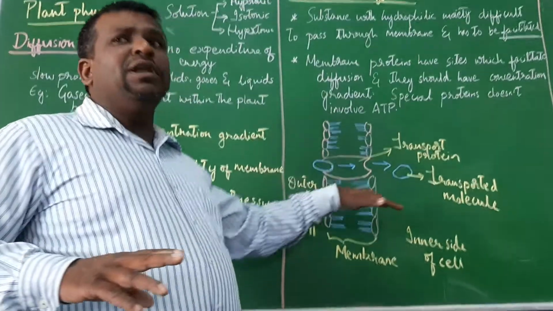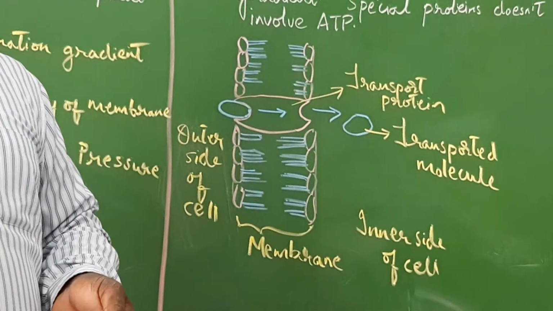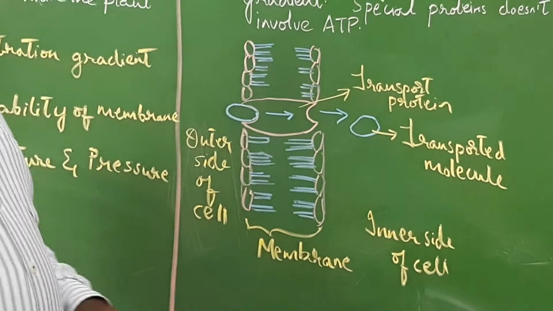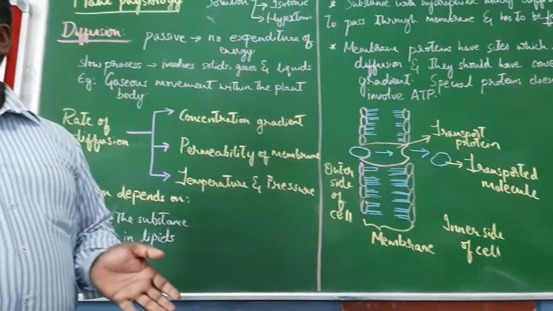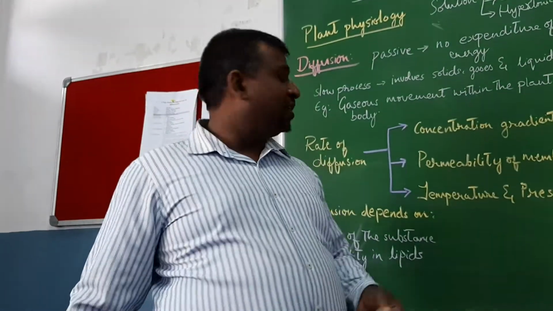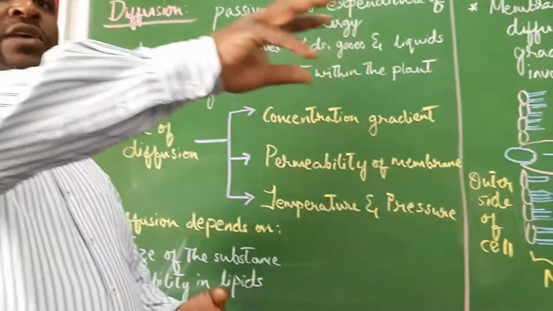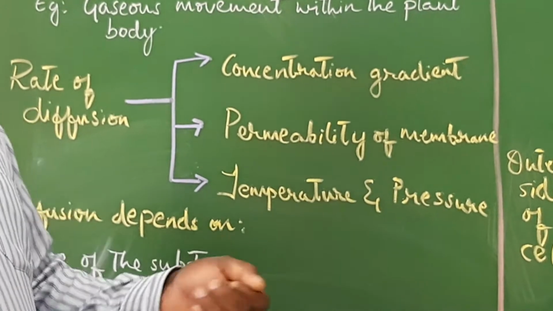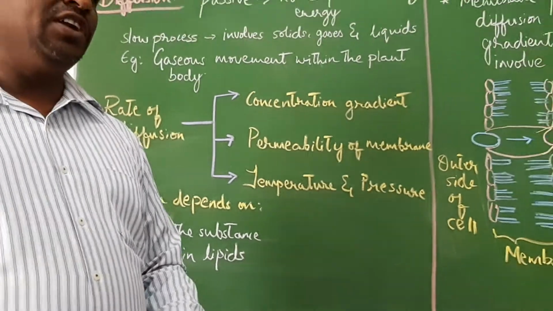So they are selectively permeable. They do not allow all the materials to enter. Cell membranes or plasma membranes are selectively permeable. So based on their permeability, more diffusion takes place. If they are impermeable, there is no diffusion at all. Then temperature and pressure also determine the movement of molecules through diffusion. So these are all the various factors which affect the rate of diffusion.